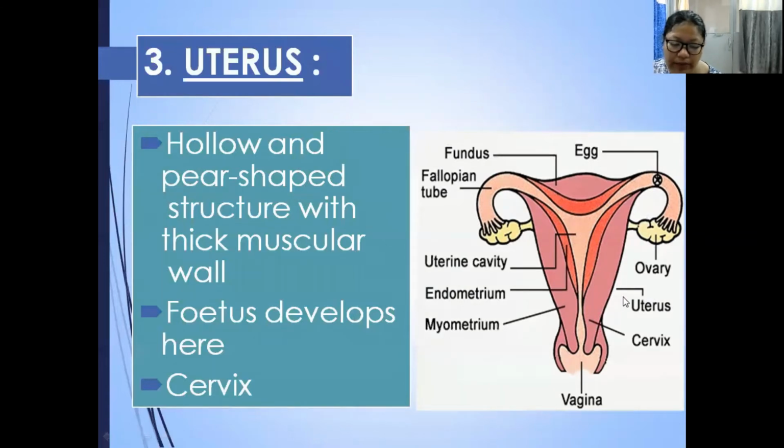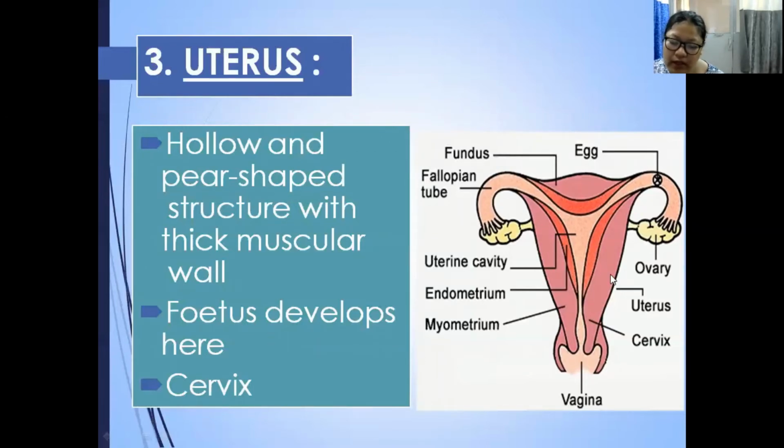And what does that mean? The uterus has a thick muscular wall. That means it is made up of muscles and is in the shape of a pear. And because it is made up of muscles, it helps in the contraction and expansion of the uterus. And next, the fetus develops here. You know what a fetus is, right? So the fetus develops here.